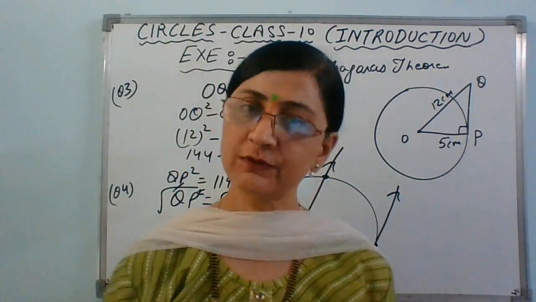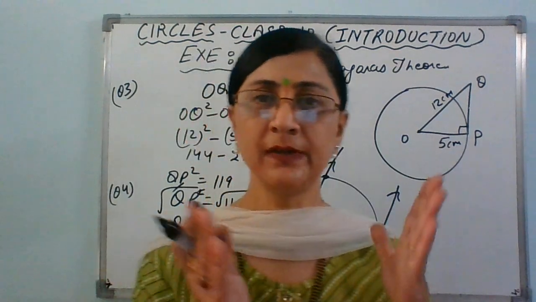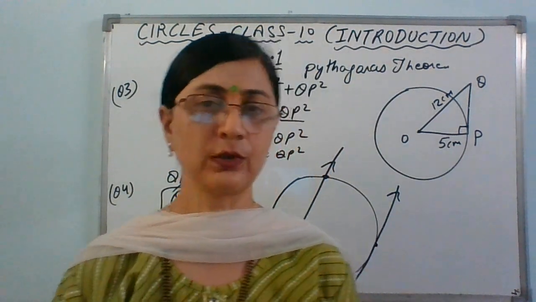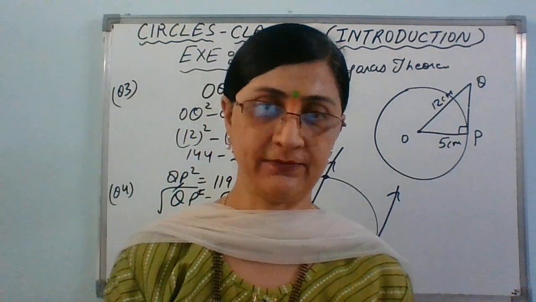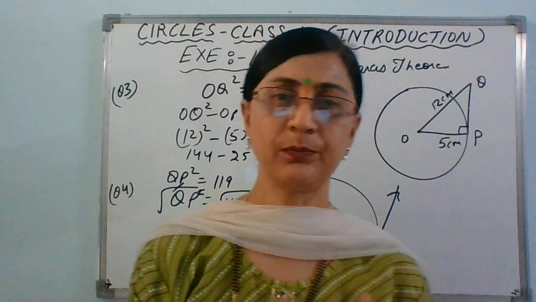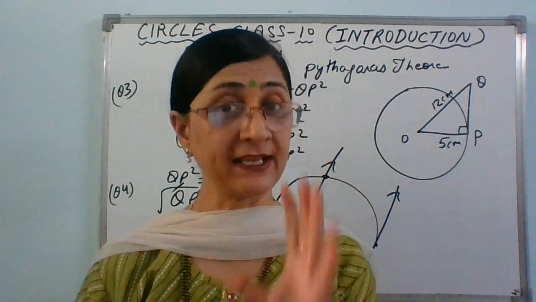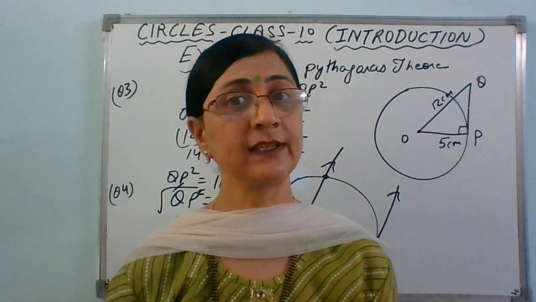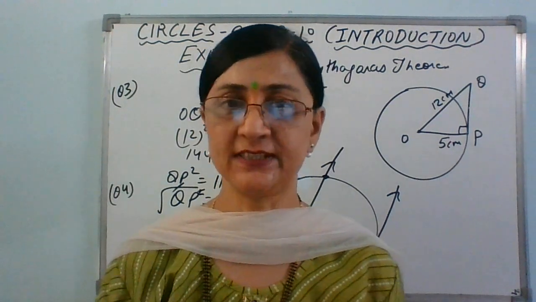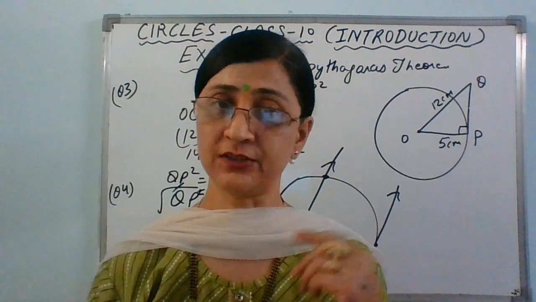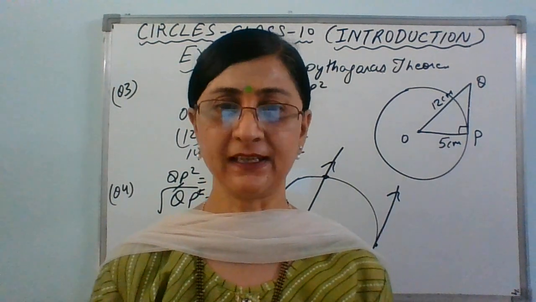So done. This was all about the introduction of circles and exercise 10.1. The first question was how many tangents can be drawn? Infinite. Then there were blanks: what is the point called where the tangent touches the circle? Point of contact. What is the line called that touches the circle at 2 points? That is a secant. At how many points does the tangent touch the circle? At 1 point. So those were your blanks, right?